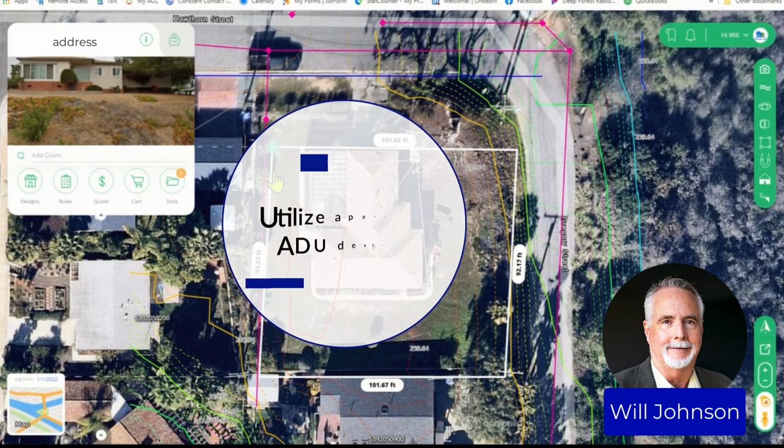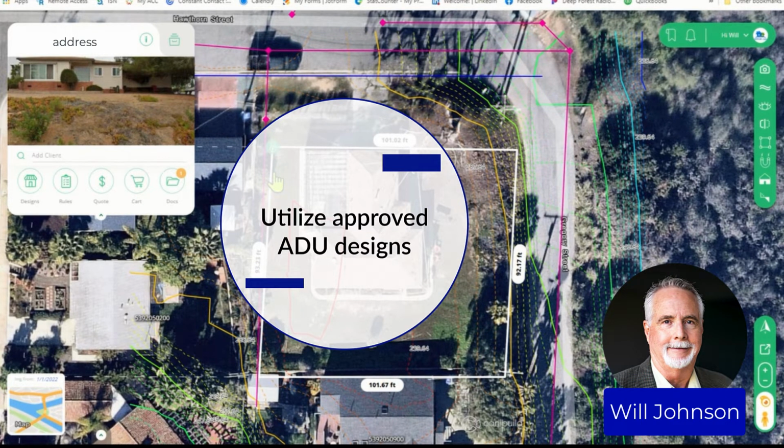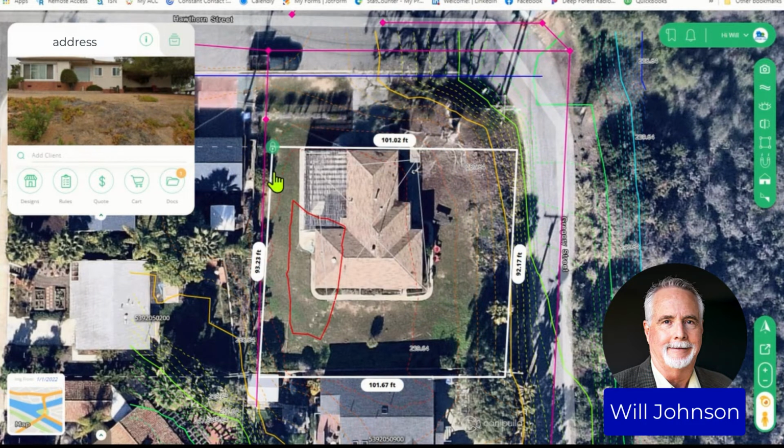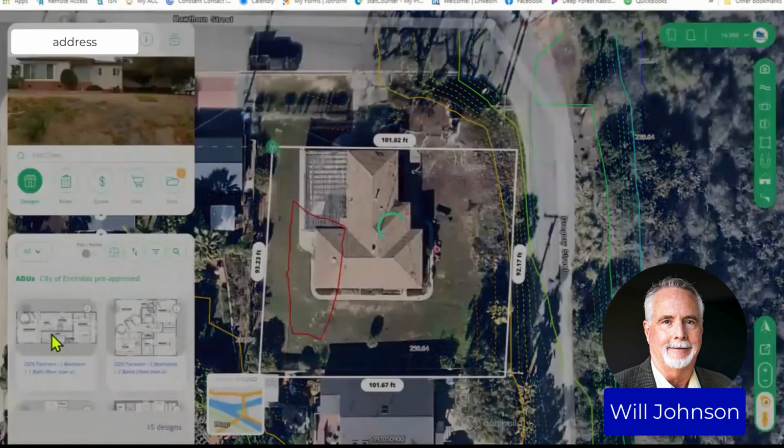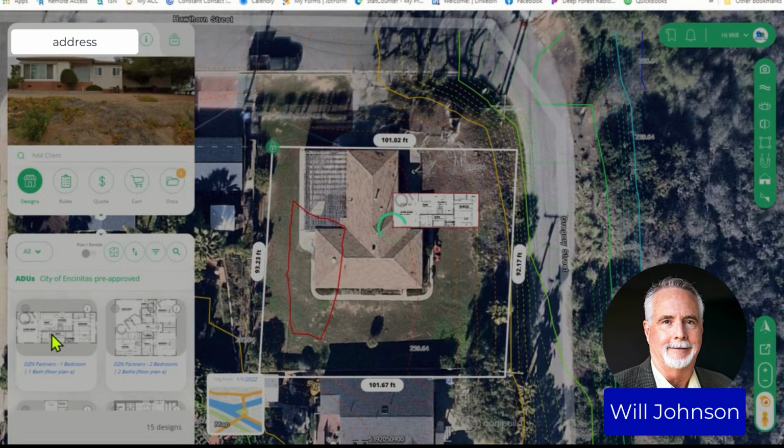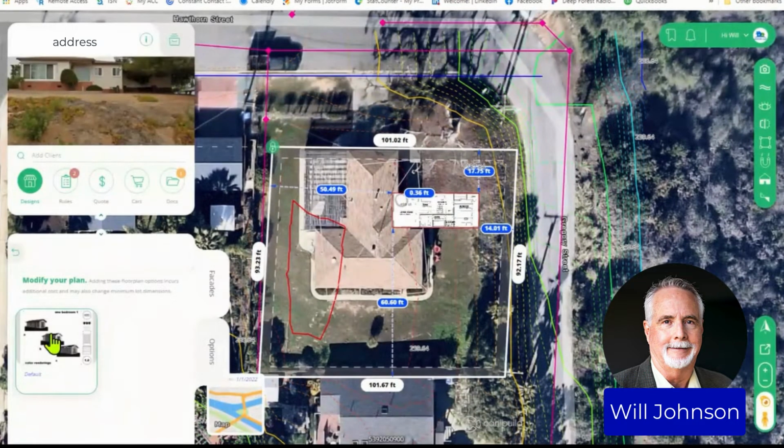One of the most powerful features of the program is we now have access to free designs available from the county and other local jurisdictions in the San Diego area. So now I could select one of those solely for the purpose of getting an idea of, can we put a 1-bedroom, 1-bath, 2-bedroom, 2-bath, and where could we place it?